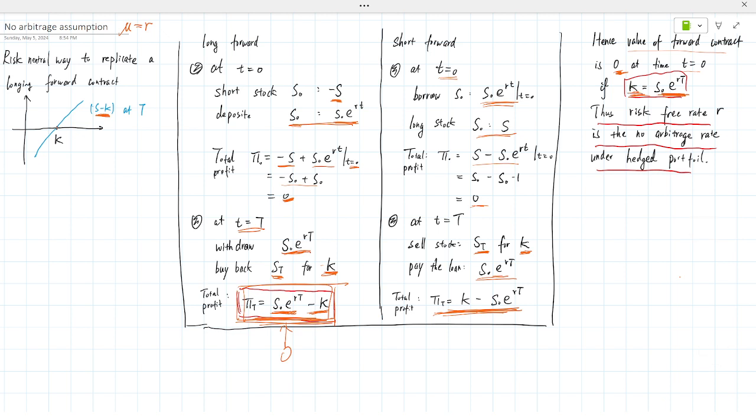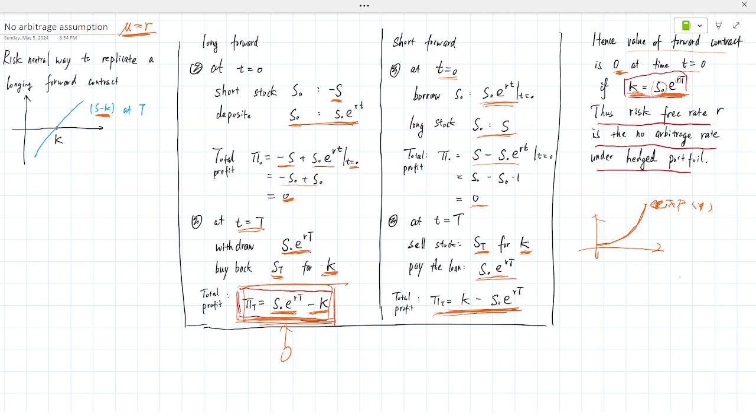So that's the risk-free rate that you can earn, and that's the stock price and the risk-free rate, meaning it will grow with the exponential of r, e to the r. So if you have a hedged portfolio with no arbitrage, then the rate is always r with this exercise.